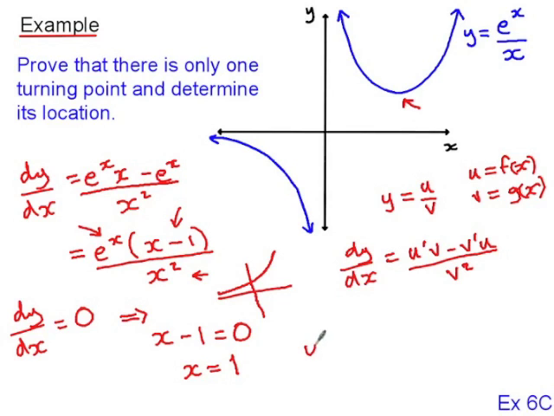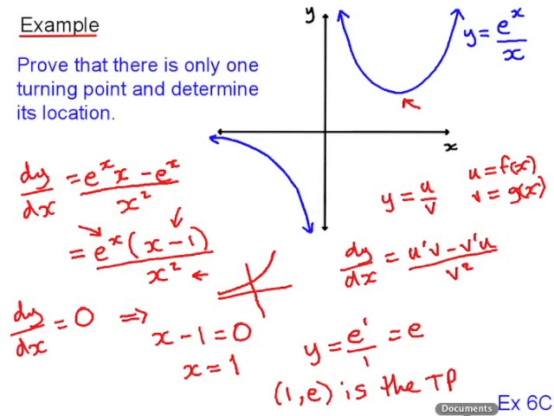We substitute back into the original equation, so e to the 1 over 1, which is just e, and therefore our turning point is (1, e). There's no need to express e as a decimal, because any decimal value would be rounded and therefore not accurate. e is an exact value, so this is absolutely fine as the solution to this problem.